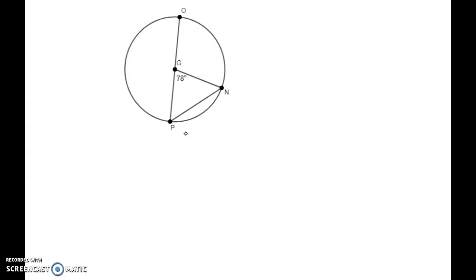So you need to keep in mind all of your geometry that you've used all year. If I know this is 78 degrees, I can find the measure of OGN because they're a linear pair. So immediately I would know that this would measure 102 degrees. Also, what I know is this is a central angle. So this arc right here, arc PN, the measure of arc PN would have to equal 78 degrees as well. When we say arc measure, we mean in degrees.